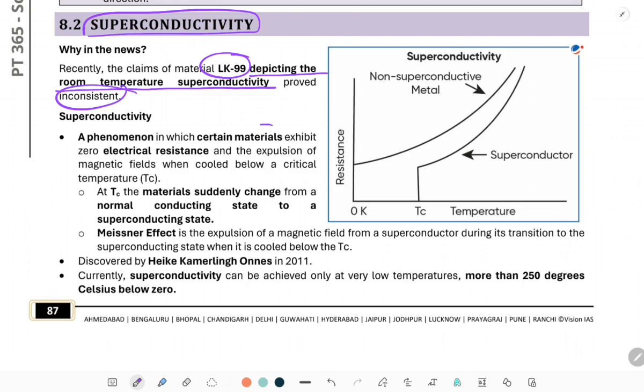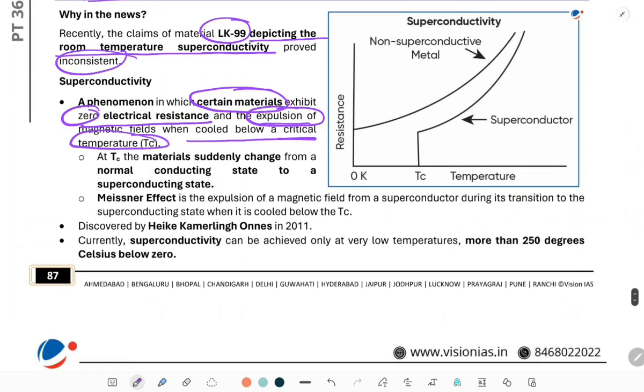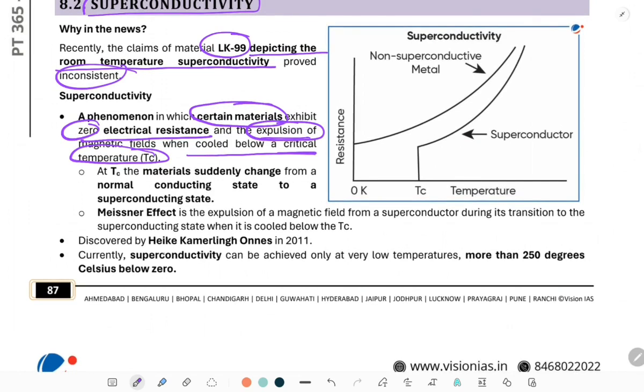Superconductivity is a phenomenon in which certain materials exhibit zero electrical resistance and the expulsion of magnetic fields when cooled below a critical temperature. It was discovered by Heike Kamerlingh Onnes in 1911. Currently, superconductivity can be achieved only at very low temperatures, more than 250 degrees Celsius below zero.